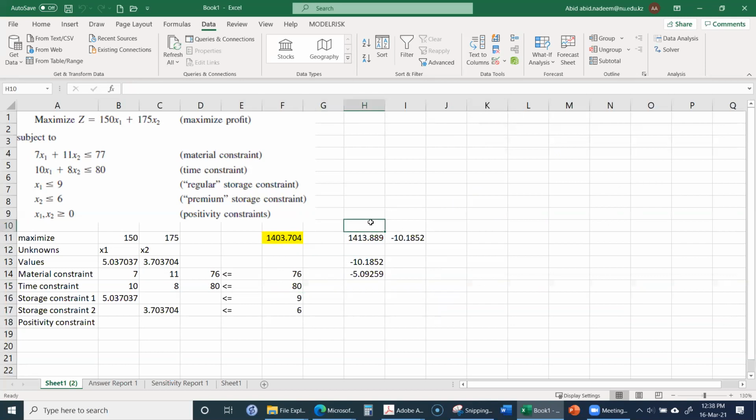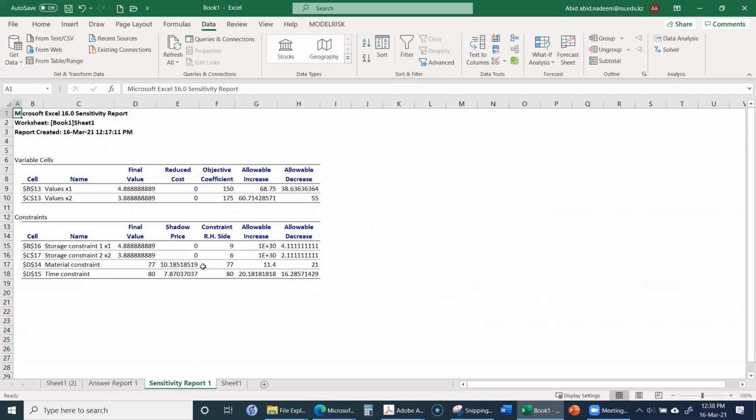So therefore, what is this value? 1403 minus the optimized value before, it is minus 10.1518. Minus 10.1. So this is now a decrease. So you can either increase or decrease. So these are the maximum increases or maximum decreases in these constraints. So this report also tells us that as well. Yeah, so is it clear, these reports? Yes. All right, good. Okay, so that was the linear programming using Solver in Excel.